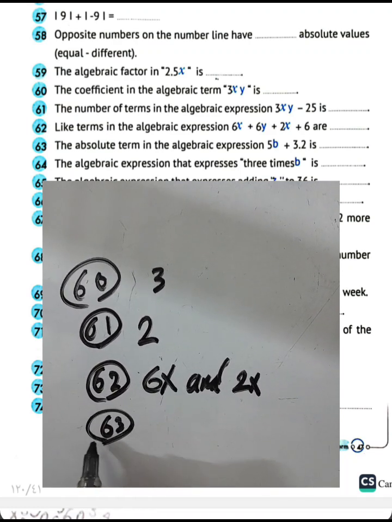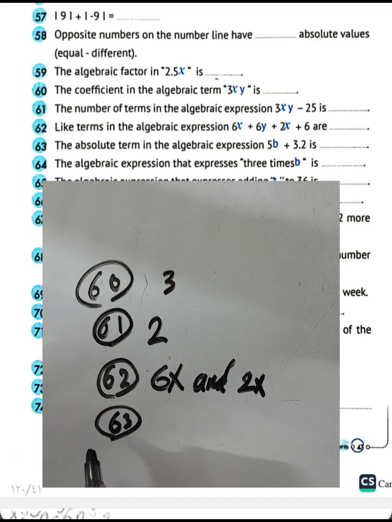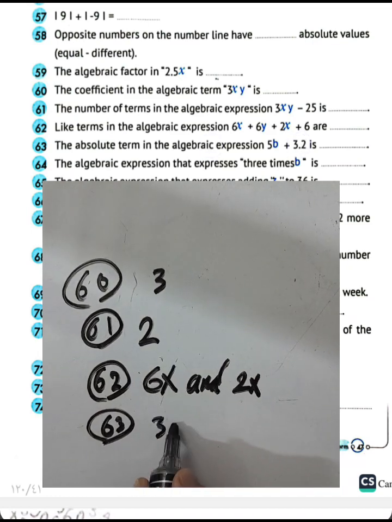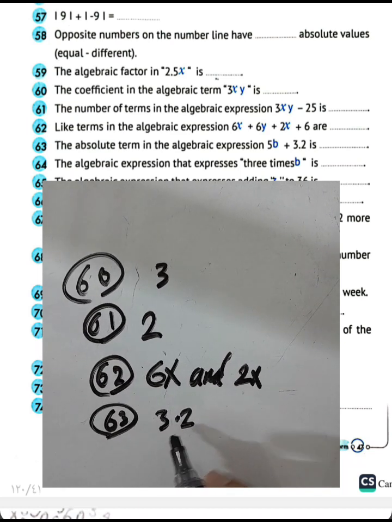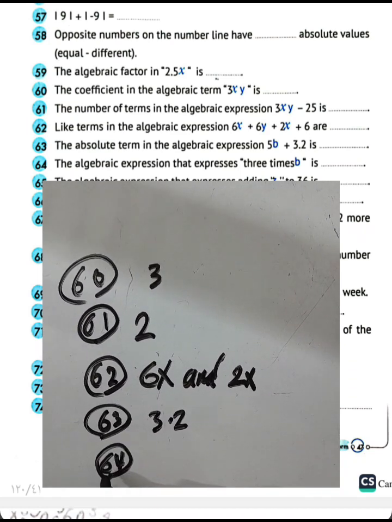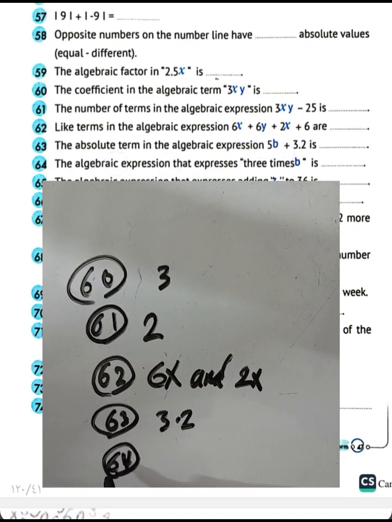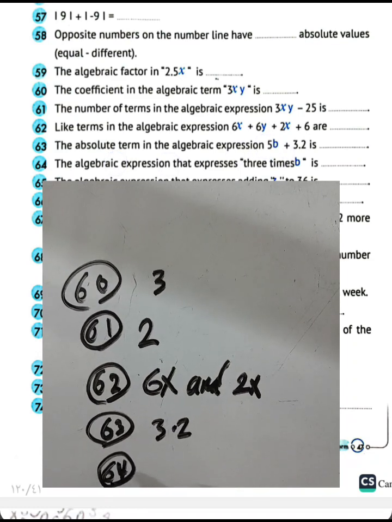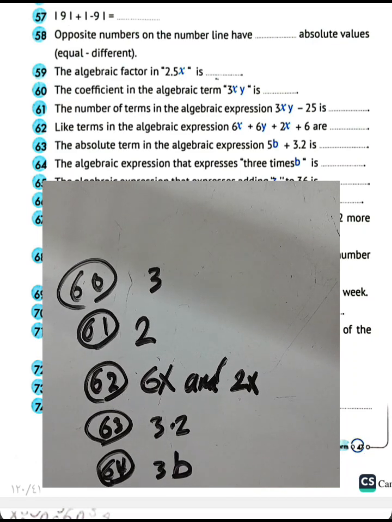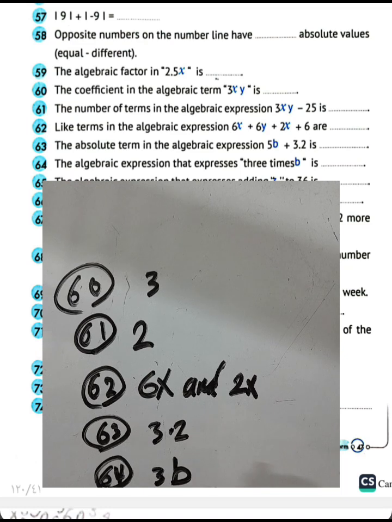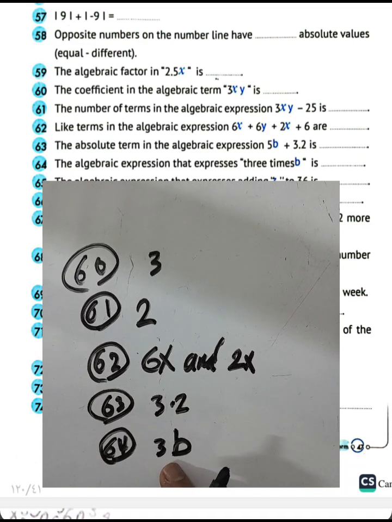Question 63. The absolute term in the algebraic expression here will be 3.2. 3.2, we call this the constant or absolute term. Absolute term. 64. The algebraic expression for 3 times b will be 3b. 3 times b, it will be 3b. Understood? Question 64, the result will be 3b. 3 times b. Okay.